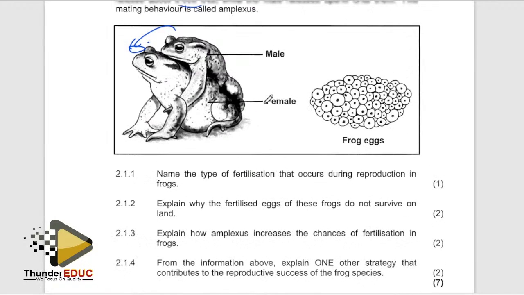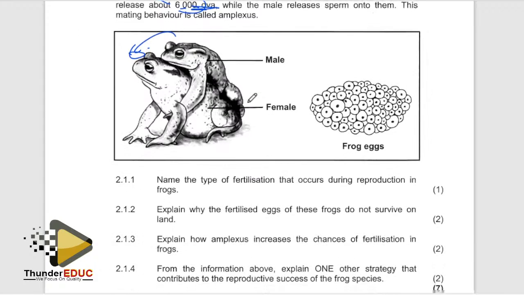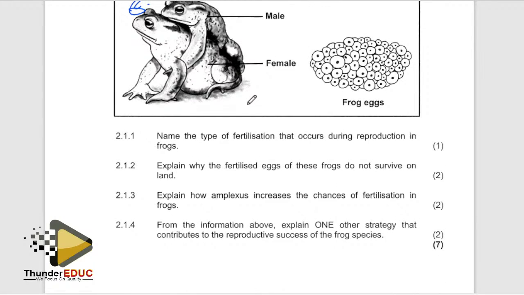Someone is going to ask me, why didn't you read it? They might differ in the way you put things on the paper. So don't panic when I say something which changes the English but the meaning is the same. Definitely you'll get a tick. Name the type of fertilization that occurs during reproduction. Obviously, sperms are outside a female's body, so it is external. Yes.